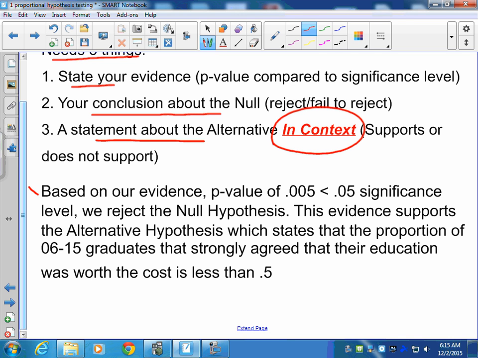So then our context for this situation, our conclusion, based on our evidence, we always compare our p-value to our significance level. That's what allows us to reject the null. And then that evidence also supports the alternative hypothesis, which states the proportion of 06 to 15 graduates that strongly agreed with their education was worth the cost is less than 0.5. We don't know what the number is. 0.49 was our statistic, but we know that it was less than 0.5 overall.